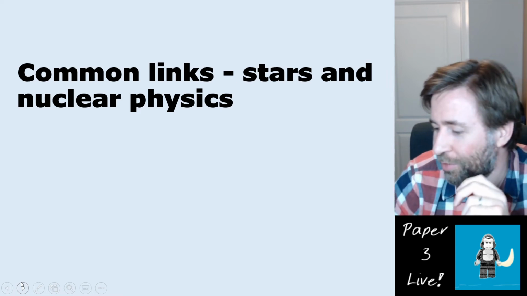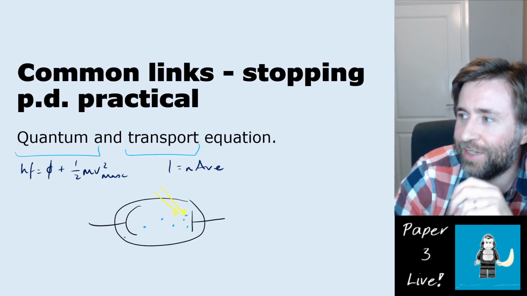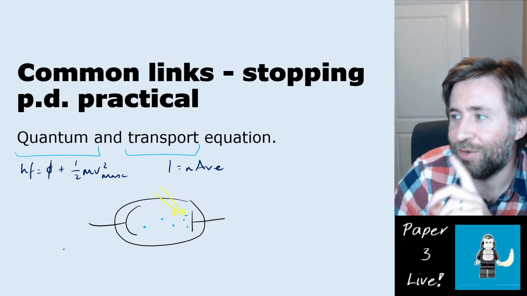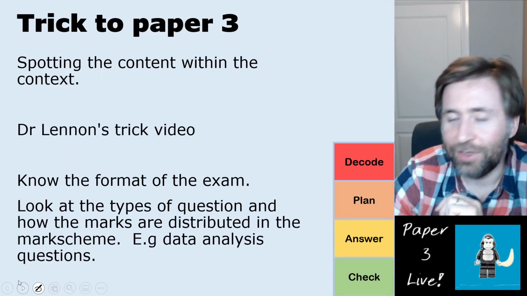Another one that comes up quite a lot in terms of synoptic links is potential dividers in this equation here. If there's anything to do with electricity, always be thinking potential dividers could come up in that kind of thing as well. So I hope that was okay.